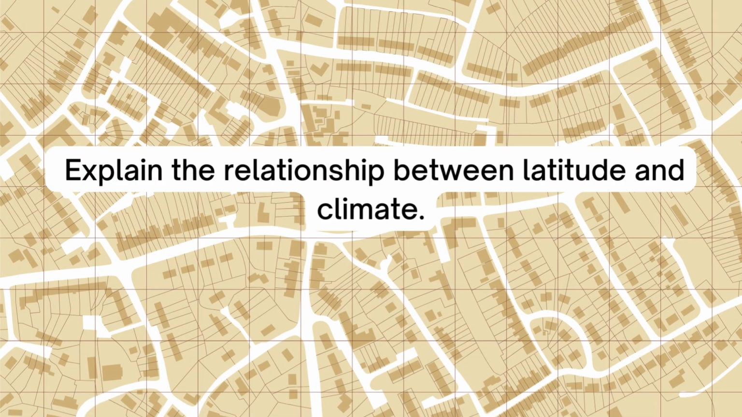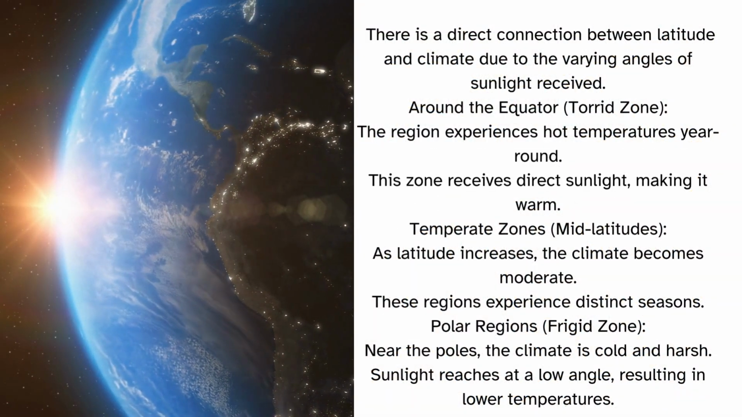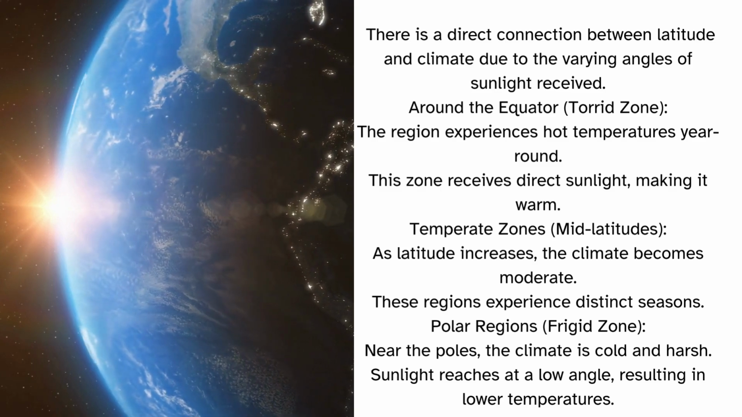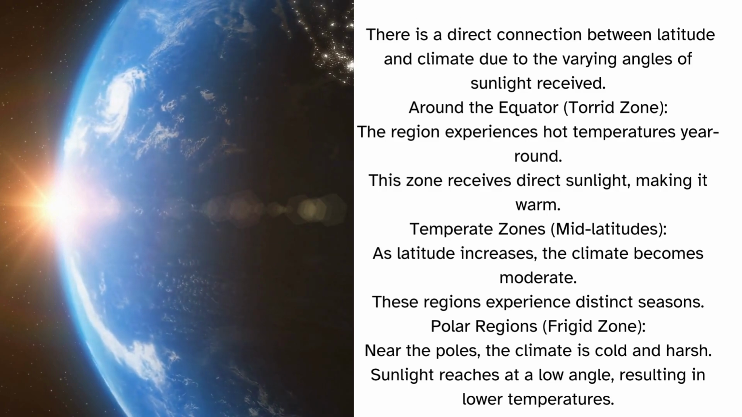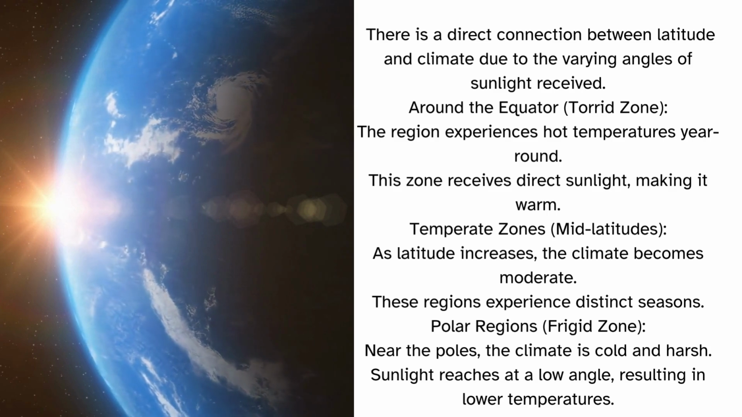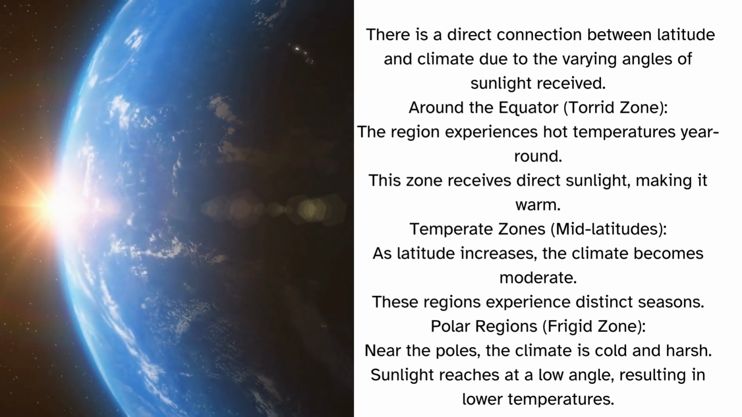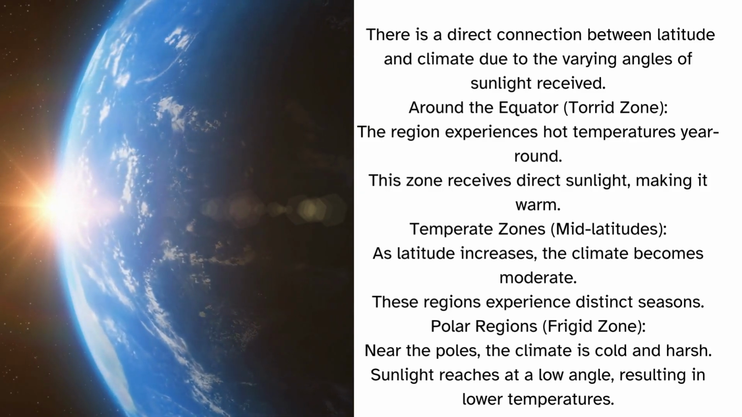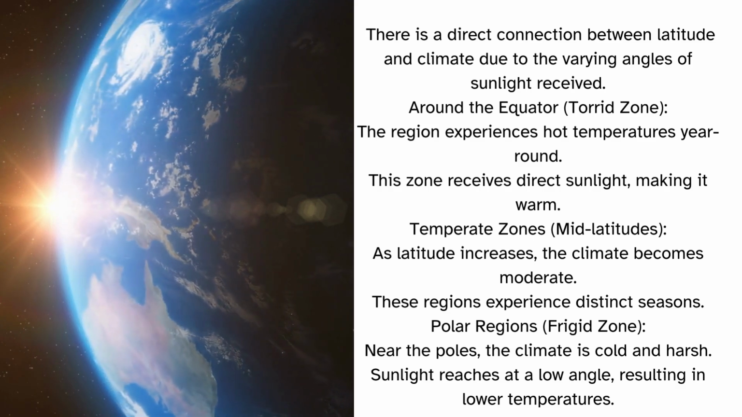Now we'll understand the relation between latitude and climate. So there's a direct connection between latitude and the climate due to the varying angles of sunlight received. Around the equator, that is the torrid zone, the region experiences hot temperature year round, and this zone receives direct sunlight, making it warm. There is a temperate zone. As latitude increases, climate also becomes moderate.